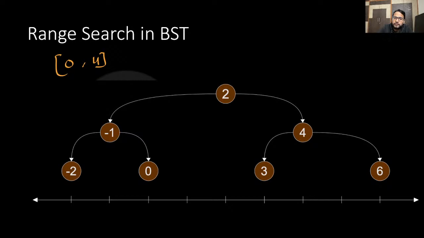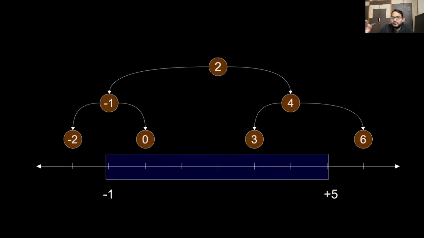Now let's just look for some range. Let's suppose I'm looking for -1 to 5. If I'm looking for -1 to 5, then let's just see how algorithmically I need to do it, right? So suppose I'm looking for -1 to 5. Now what will I do? I will go to this root, right? I will go to this root. I will check that, see, this is the root.